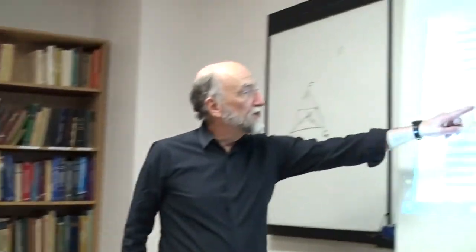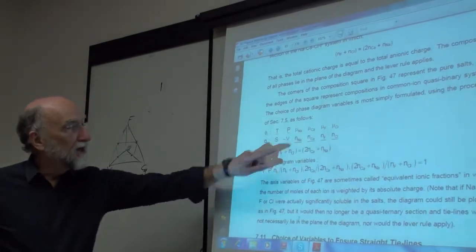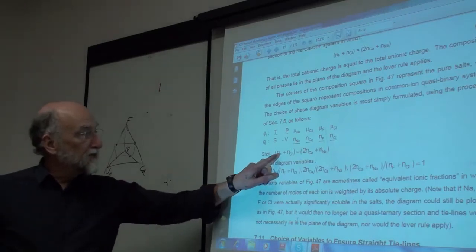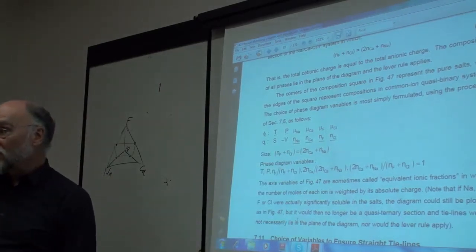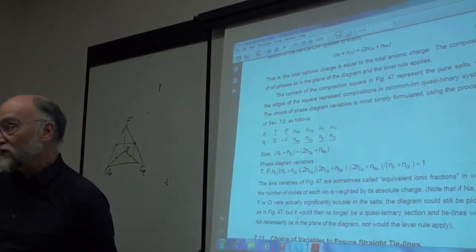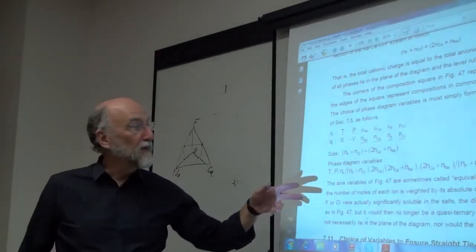To explain this, formally to understand that system, we consider the components to be the elements: sodium, calcium, fluorine, and chlorine. I chose temperature, pressure, and the 4 mole numbers. The size of the system is defined as the number of moles of fluorine plus the number of moles of chlorine, which is necessarily equal to twice the number of moles of calcium plus the number of moles of sodium, by charge balance.